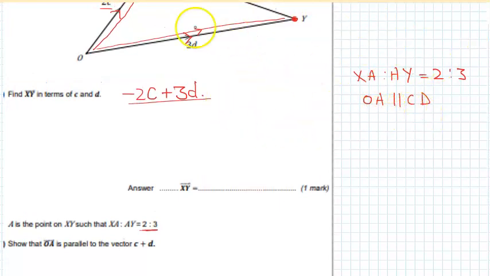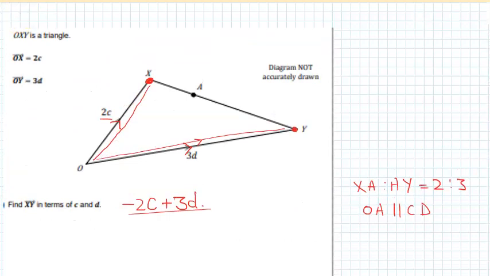Parallel CD or lie on the same, it is the same concept. Now let's see what he's saying and what we are supposed to do. Now see here, XA. So this is 2 and this is 3. So as I told you, this is 2/5 of XY, or this is 3/5 of XY. This is the ratio theorem. So I hope it's clear to you.